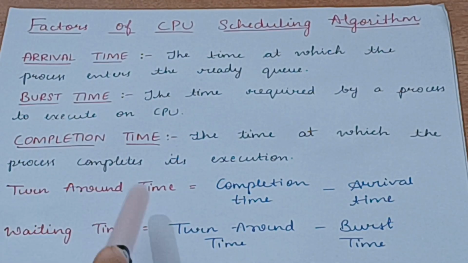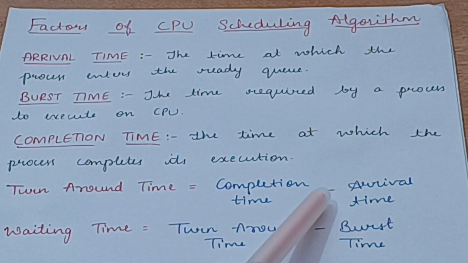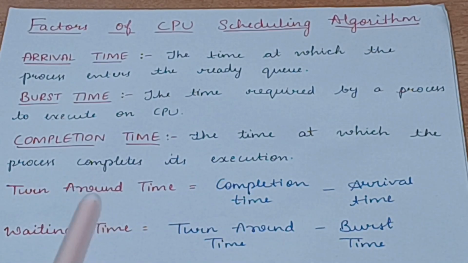And then we have turnaround time. Turnaround time is the completion time minus the arrival time. That means the time you spent in the bank, the time you had to wait and get your process done, is the turnaround time.